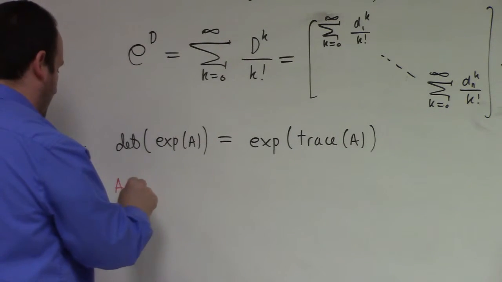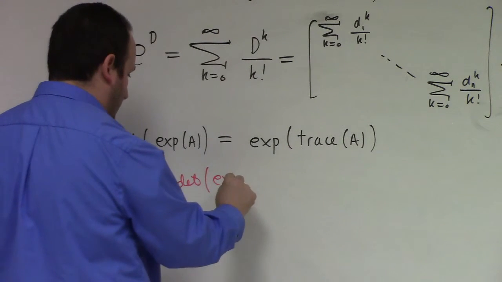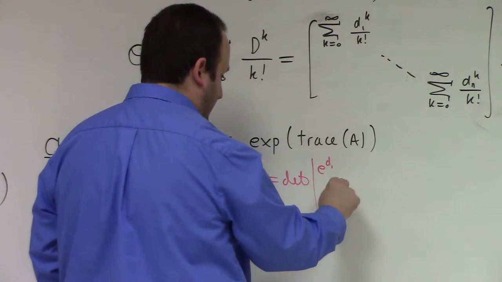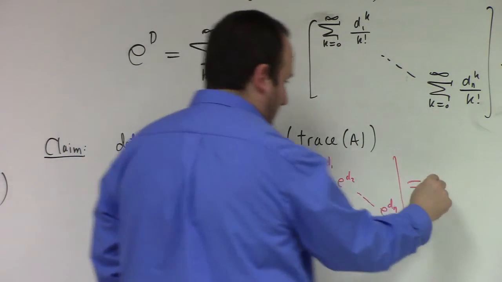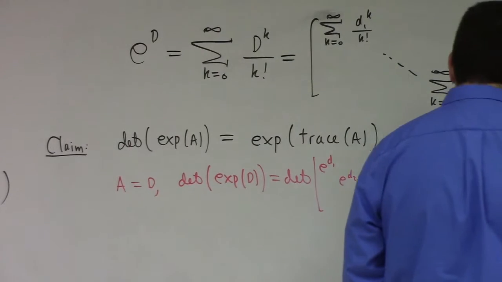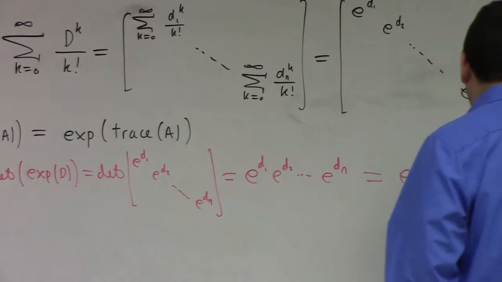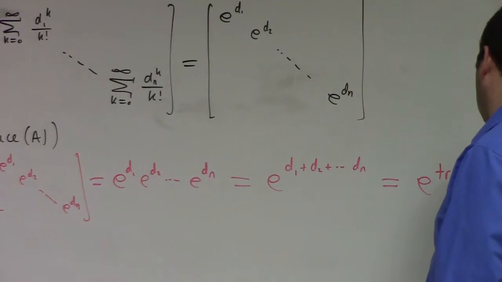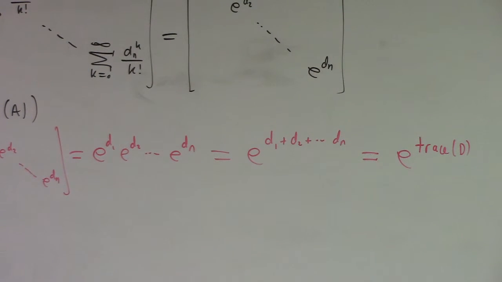Suppose A is equal to D, where D is diagonal. What do you get? You get the determinant of the exponential of D, which is the determinant of e to the d1, e to the d2, and so forth. You guys know how to calculate that determinant. What is it? It's e to the d1 plus d2 plus dn. That's the sum of the diagonals. That's the trace of D. So this identity is easy to prove for a diagonal matrix.